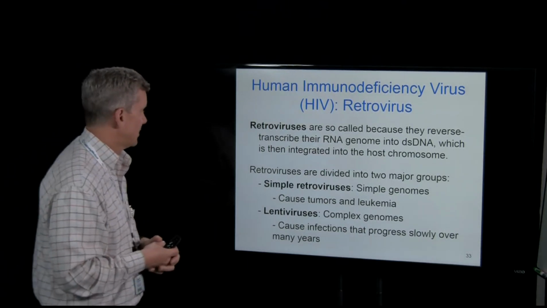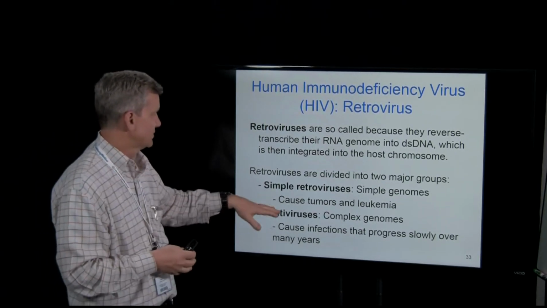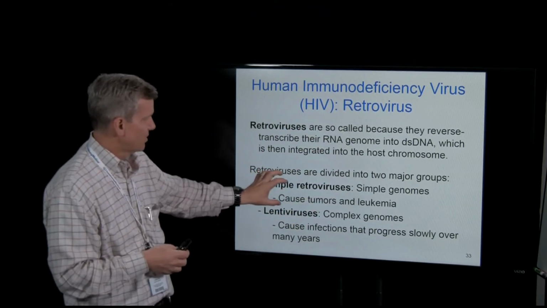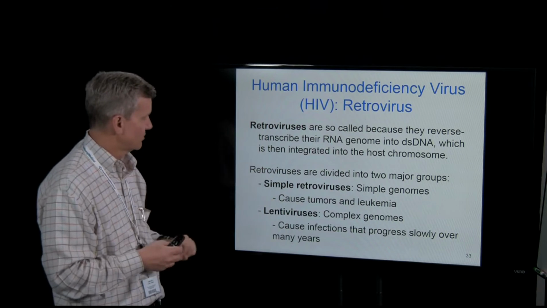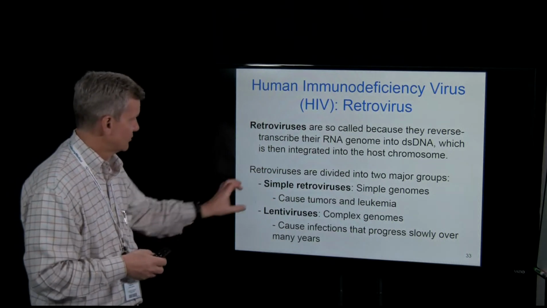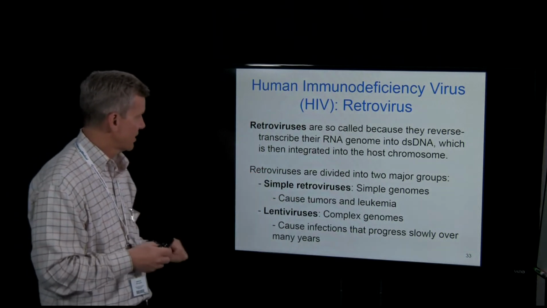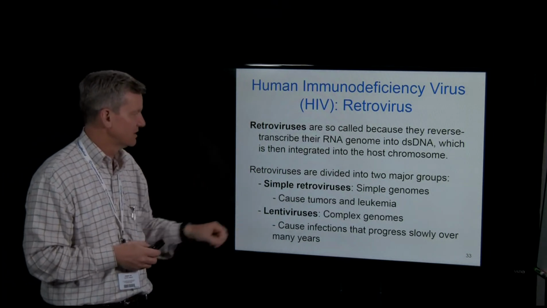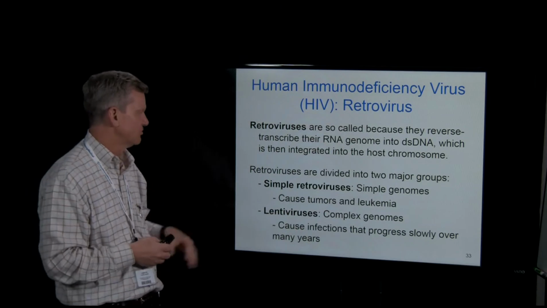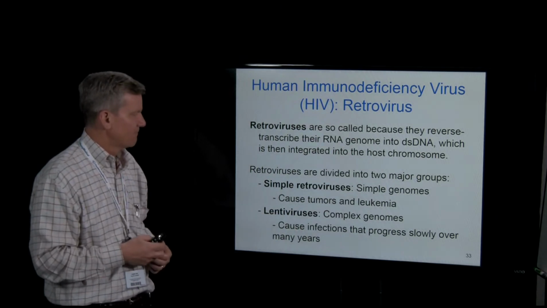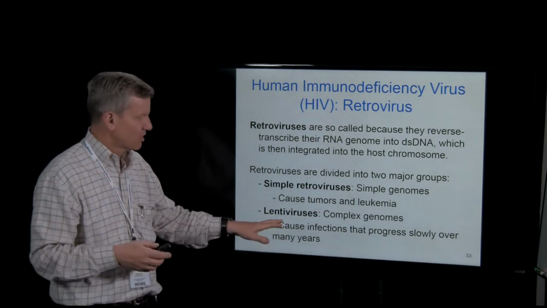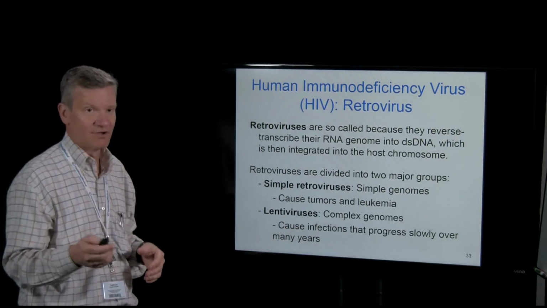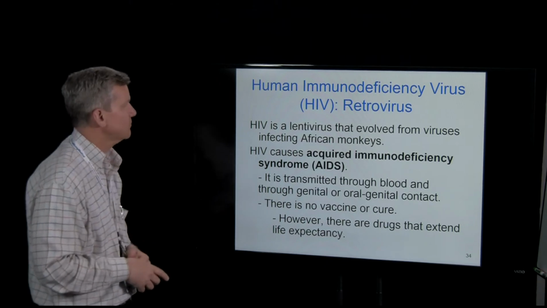Okay? So there are simple retroviruses. They cause tumors and leukemia. These are some of the sarcoma type ones that we're not going to talk about, that I talk about in my graduate course. And then there are lentiviruses. HIV is a lentivirus. These have pretty complex genomes. And these cause infections that progress slowly over many years, although there are fast and slow lentiviruses too, relatively.